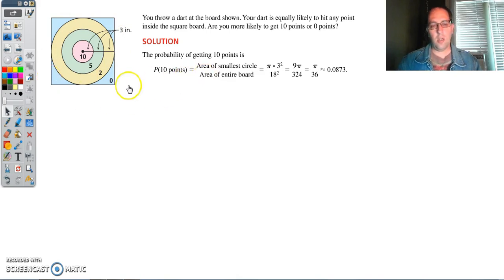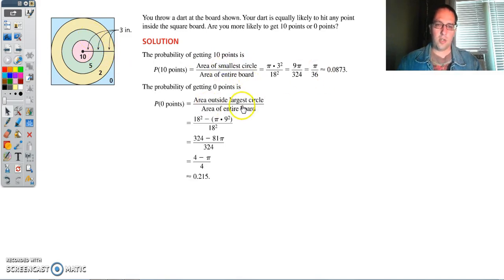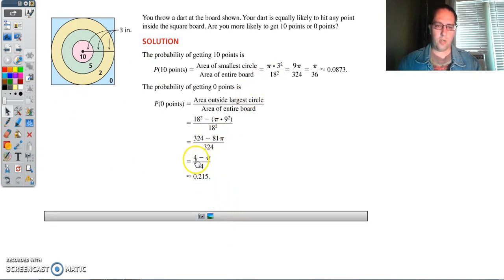Now we need the odds for the 0 spaces, right? Just the corners. So we need the area of the board minus the circle, minus the target spaces. So the area outside the larger circle divided by the area of the total board. This is our favorable. So that's the board minus the circle, which is pi r squared, where 9 is the radius. So we work that out. Still have 18 squared for the area of the board. It simplifies down, and we have a probability of 0.215.